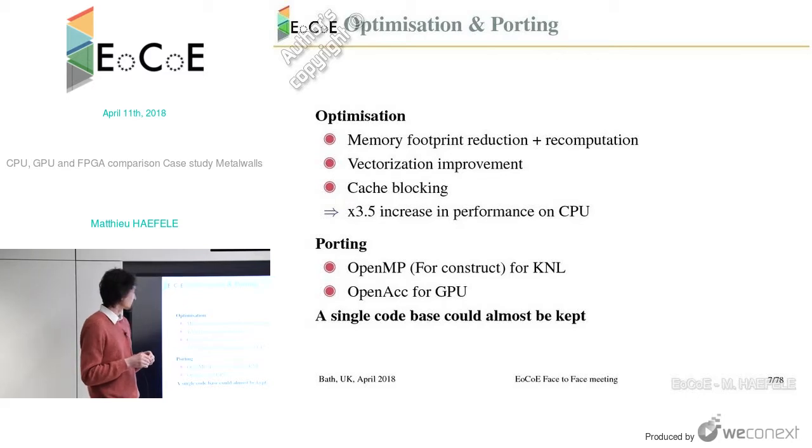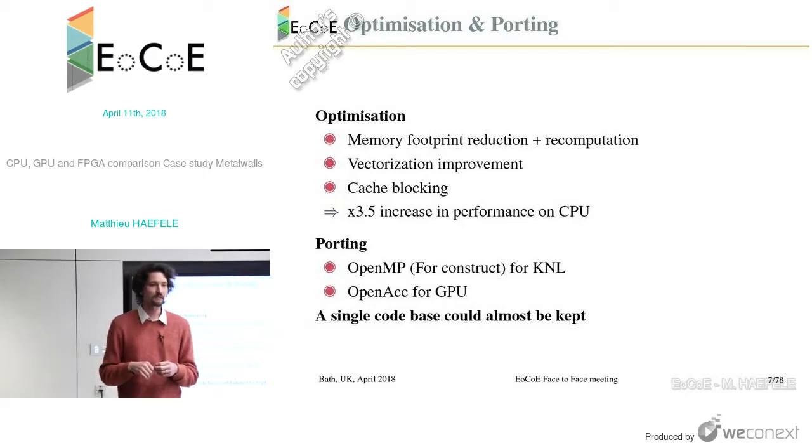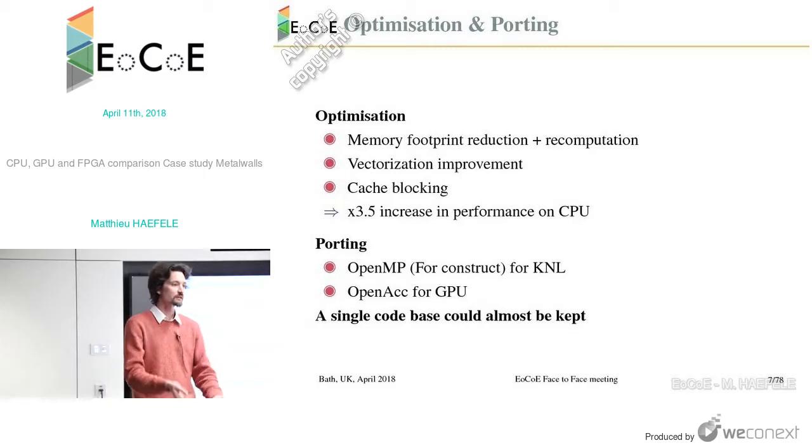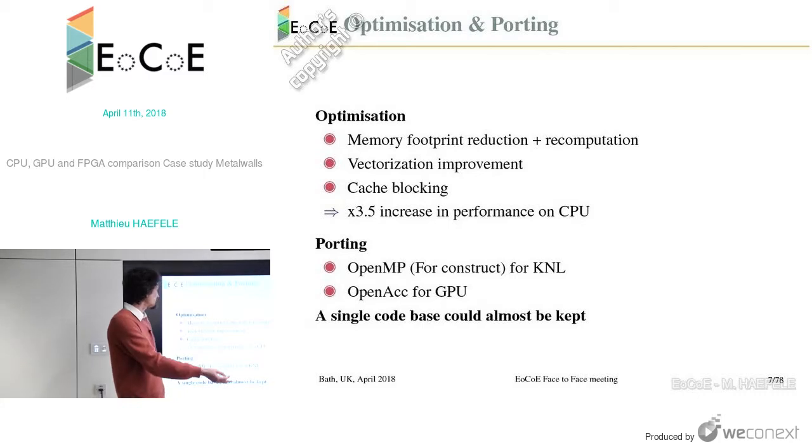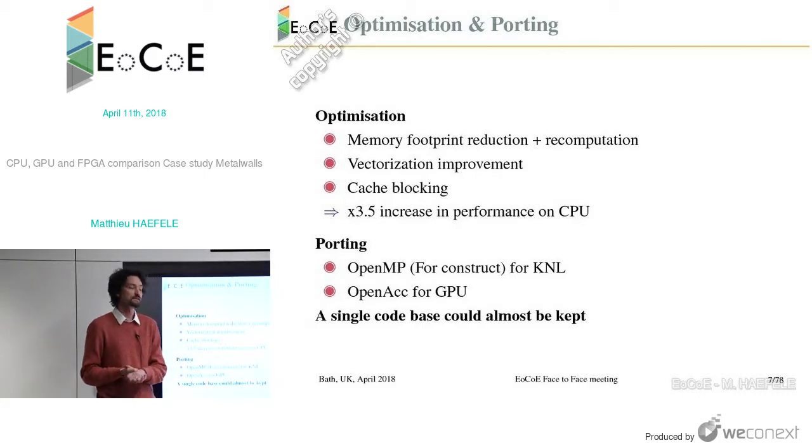We implemented some cache blocking techniques. That's typically when we went to KNL, the Knights Landing architecture. We saw that not having an L3 cache was really killing the performance, and that's where we detected that some cache blocking techniques were needed. And then we used OpenACC to port the code to the GPU system, and I will show you some results afterwards.